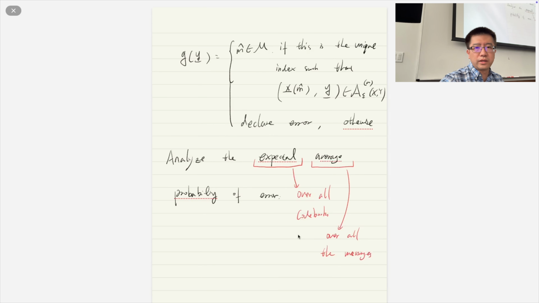We find an m hat such that x of m hat and y are jointly typical, and there exists only one such m hat. If there is no such m hat, or there is more than one, we declare an error. If there's only one, then we can decode it. That's the decoding procedure. Any questions for the coding procedure?